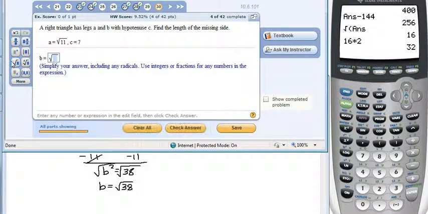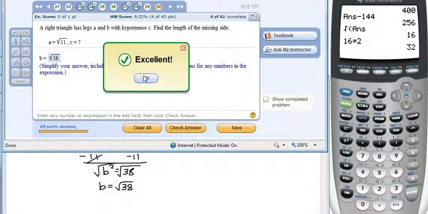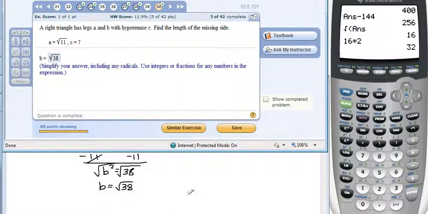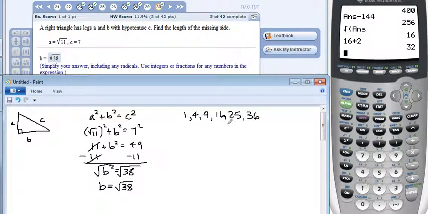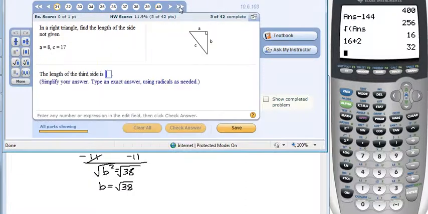Okay? Can't break that down. Look at my list of perfect squares. There isn't one in there. So I'm finished with that. All right, that one's fairly straightforward.